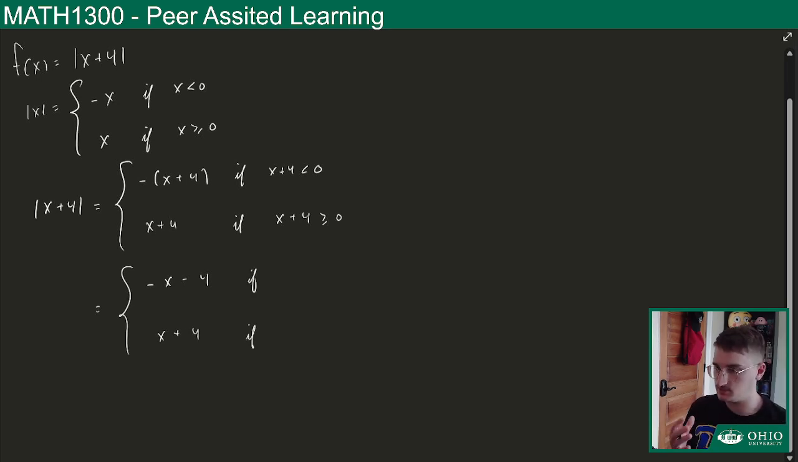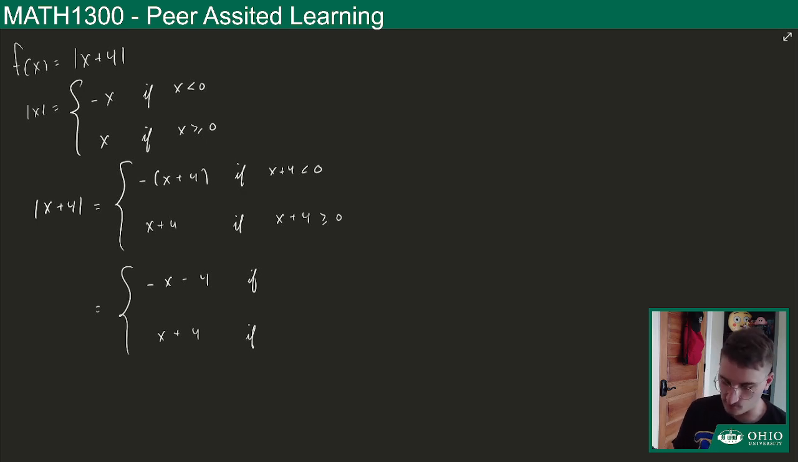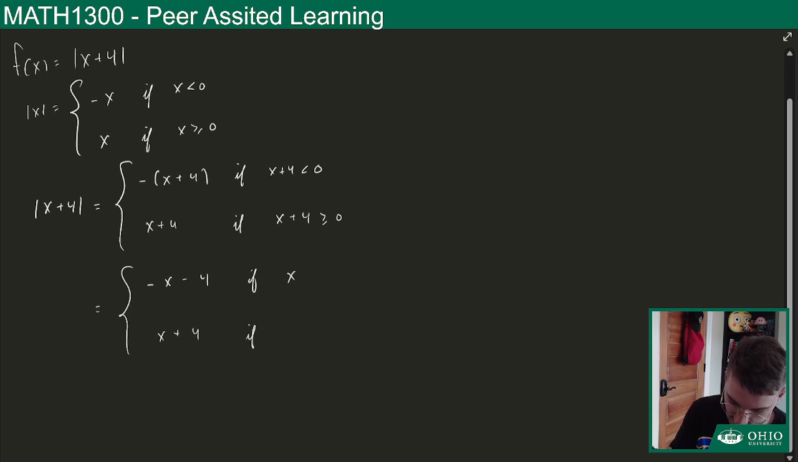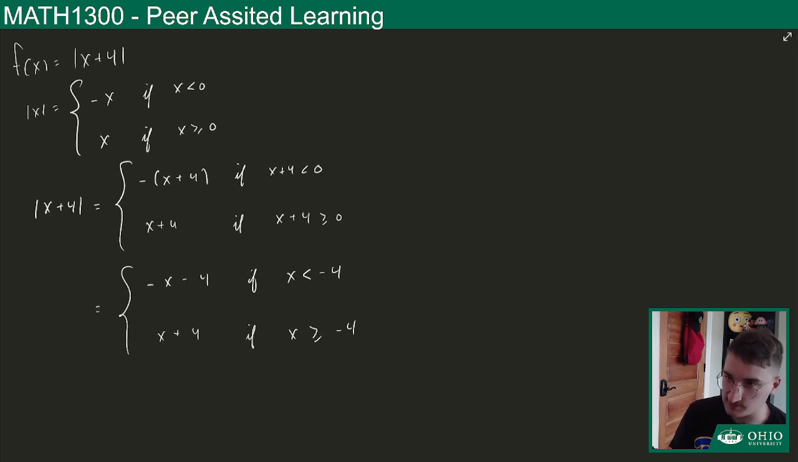And then we can actually also adjust the inequalities, so x plus 4 less than 0, well, I can subtract that 4 over and say that this happens when x is less than negative 4. And same thing for the bottom. It's the exact same calculation, we just have a different sign. So the completed piecewise function is negative x minus 4 if x is less than negative 4, and x plus 4 if x is greater than or equal to negative 4.